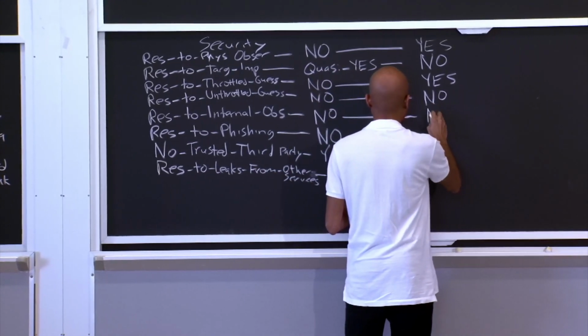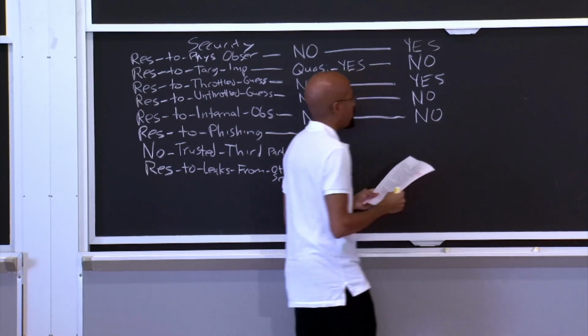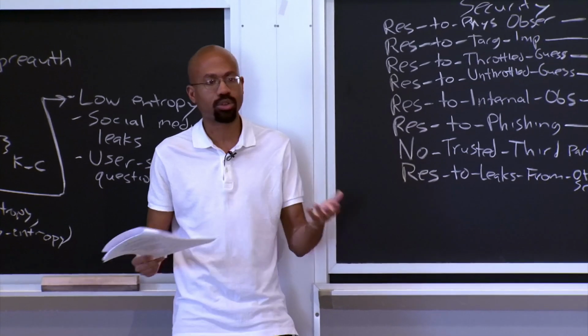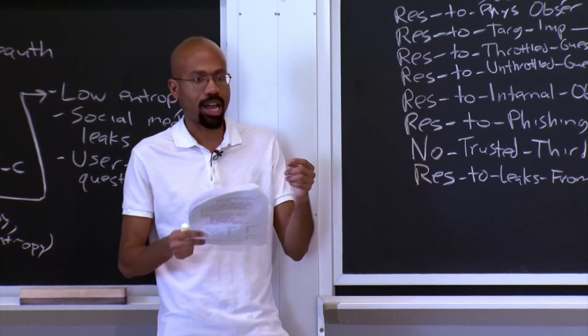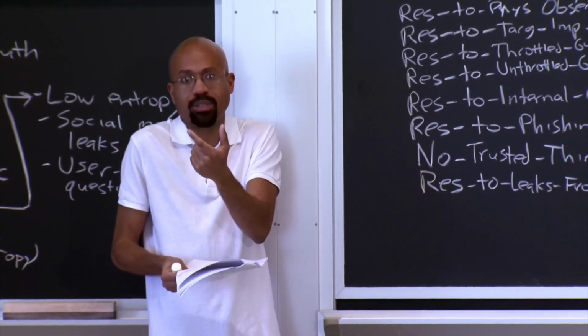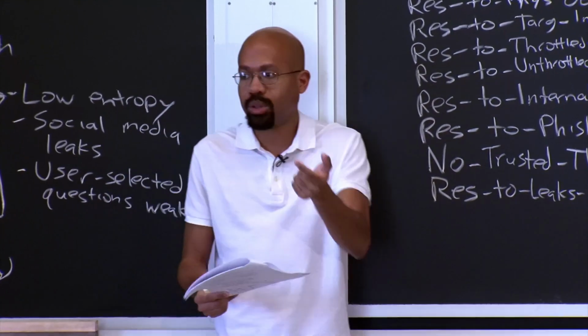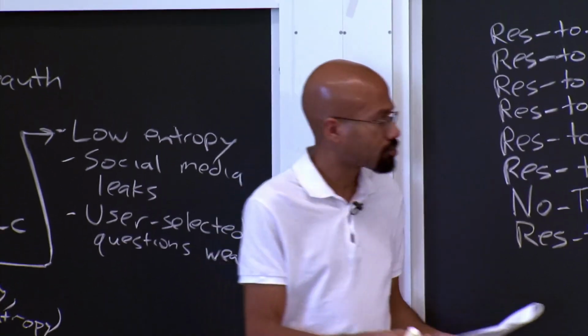And then resilient to internal observation, here they say no, because if someone manages, for example, to corrupt your fingerprint reader and somehow gets access to your fingerprint token, that is essentially a static secret, which can be replayed arbitrarily.